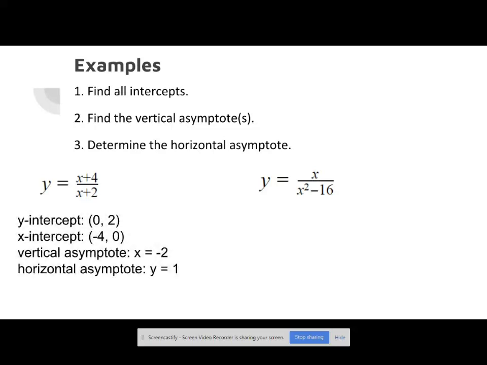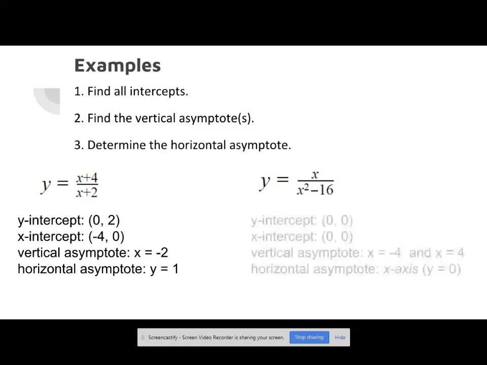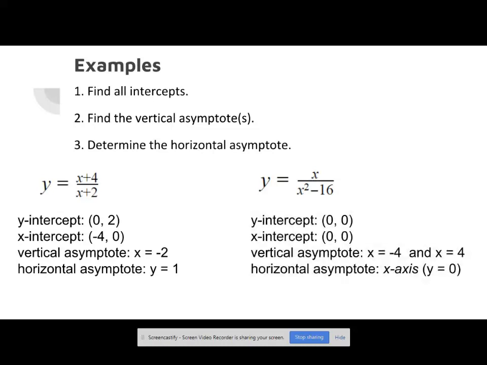So for the first one, the y-intercept is at (0, 2). The x-intercept is at (-4, 0). The vertical asymptote would be at x equals -2. The horizontal asymptote would be at y equals 1. For the second one, the x and y-intercept is at (0, 0). We have two different vertical asymptotes in this case, x equals -4 and x equals 4. And the horizontal asymptote would be at y equals 0, which is right on the x-axis. Like I said, I will do a follow-up video on finding those answers.